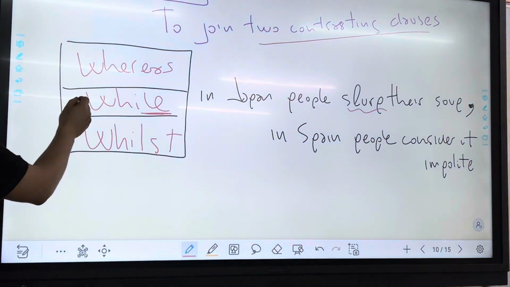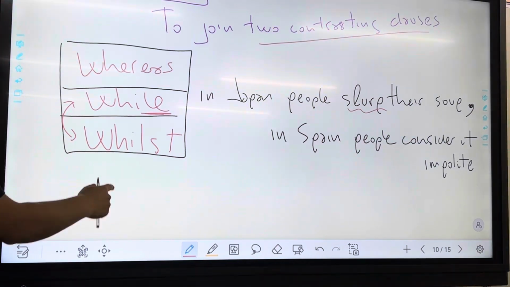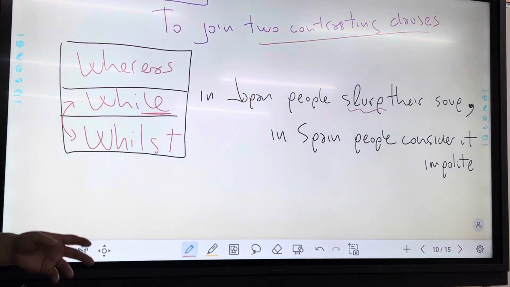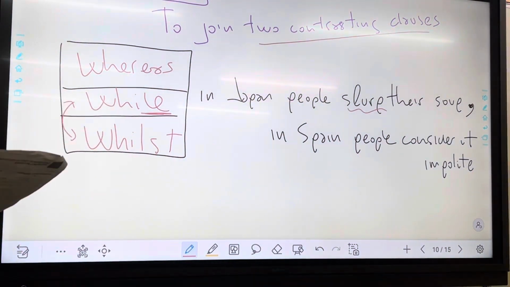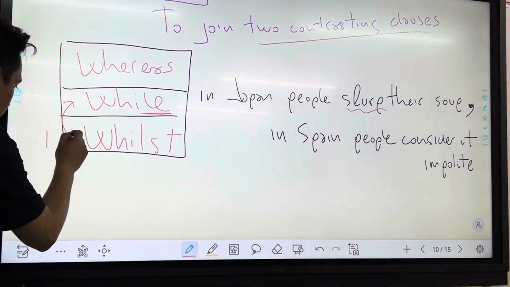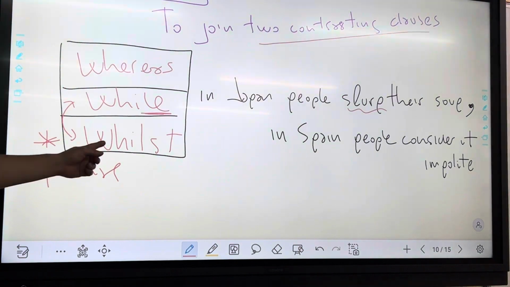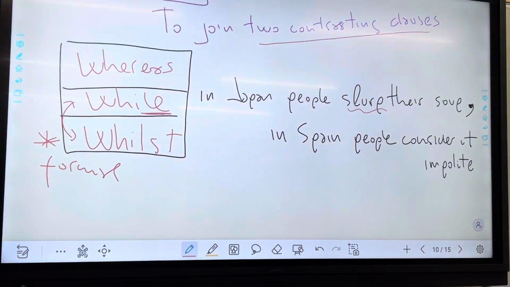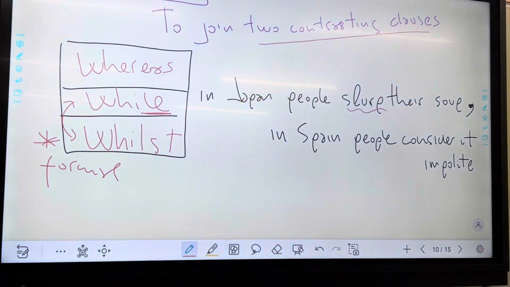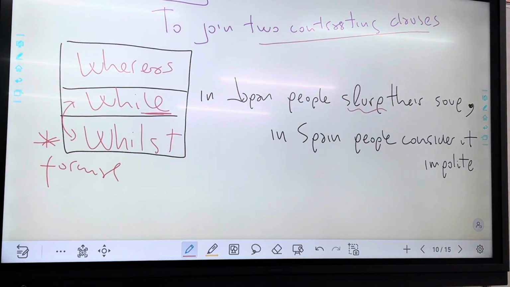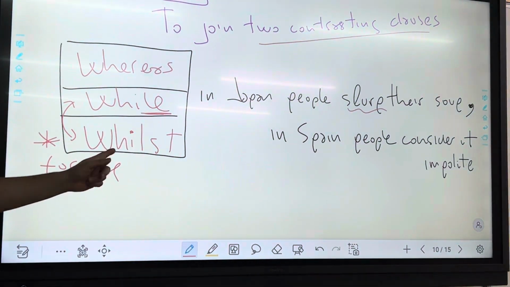Whilst. Okay, this is the same, but the old-fashioned one. Yeah, old-fashioned, British old-fashioned. Whilst. This is formal. And old-fashioned, yeah? Whilst in Japan, people slurp the soup. In Spain, people consider it impolite. Whilst. Very formal. If you want to sound very formal in your writing, go for whilst.